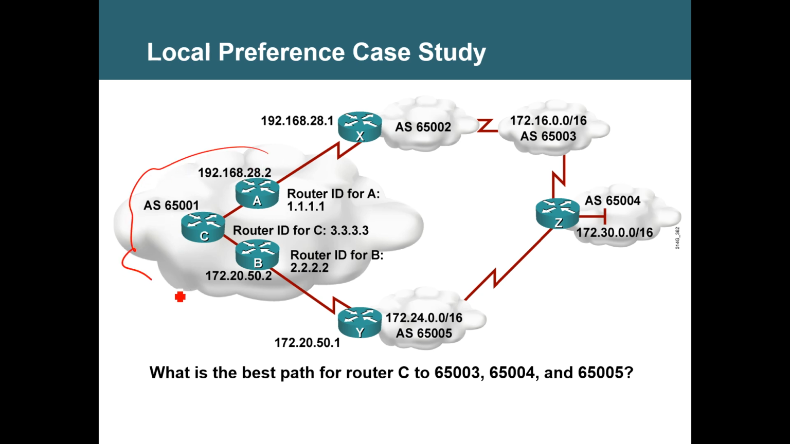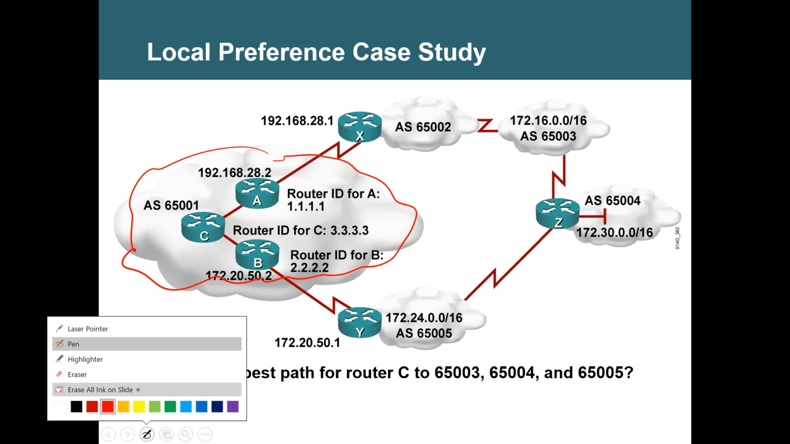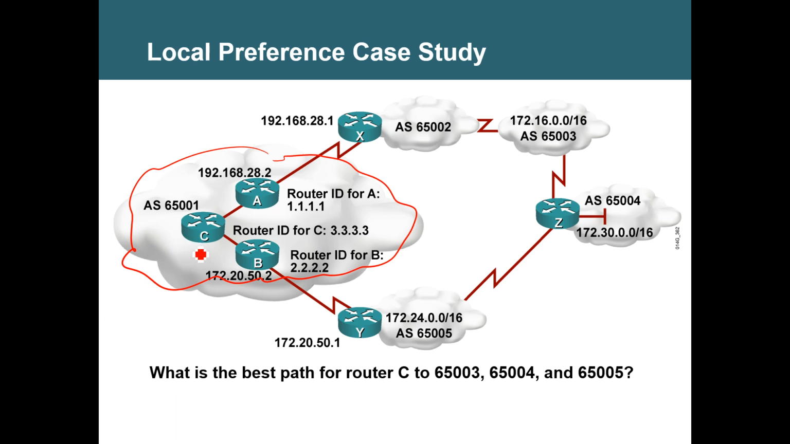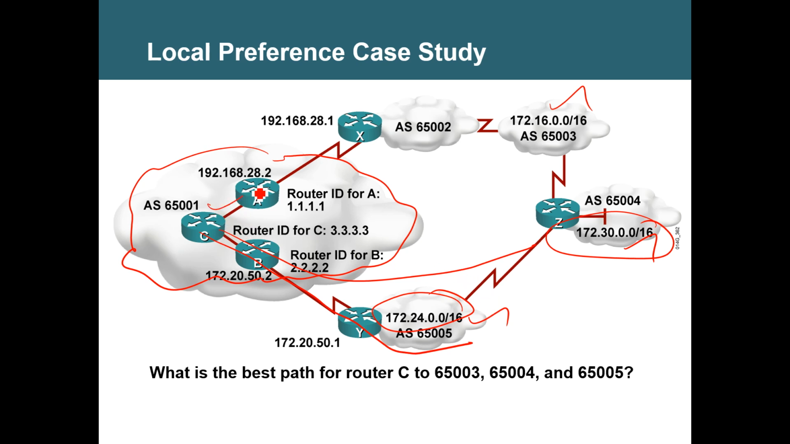This autonomous system has 3 routers, it may even have 300 routers, but let's take it as 3 routers now. These 3 routers want to reach these 3 destinations. By default, to go to 172.24 and 172.30, B will be the exit. Why is B the exit? Shortest AS path. And to reach 172.16, A will be the exit, again for the same reason, shortest AS path.